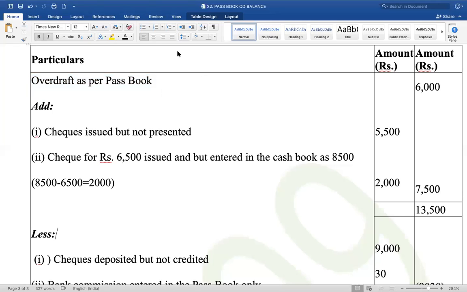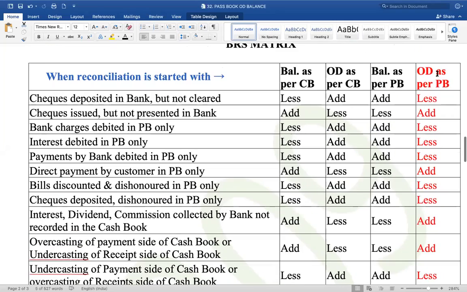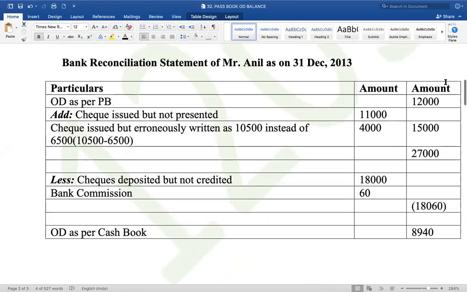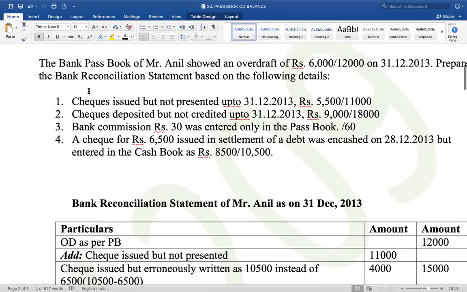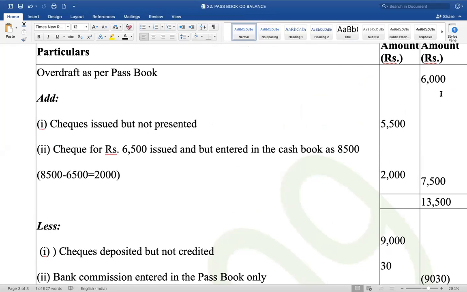So you're doing your part, right? So, overdraft as per passbook. This is the last scenario. If this is the scenario from the problem, 6,000 is the overdraft balance. 6,000 you have written here. Then there are certain items to be added, certain items to be deducted.